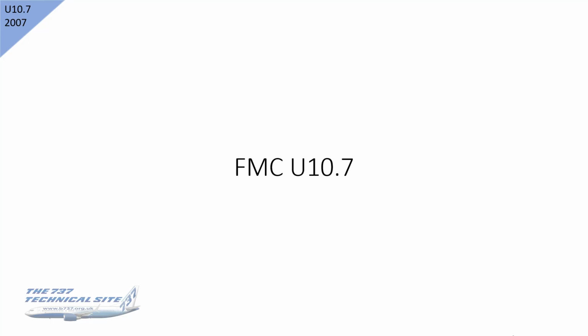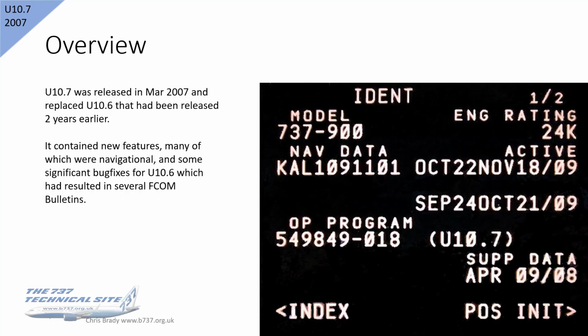Okay, on to 10.7. This was released in March 2007 and replaced update 10.6 that had been released 2 years earlier. So 10.6 actually was quite a successful update. It survived 2 years without an update or the need for a 10.6A. So it proved itself to be quite bug free. They managed to get 2 years out of that one, which is quite impressive.